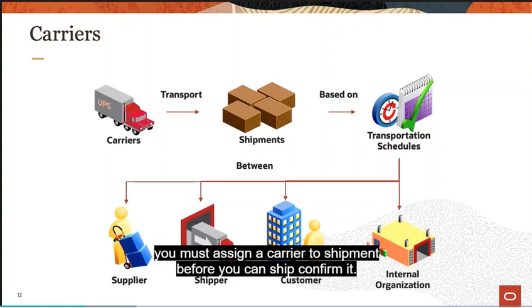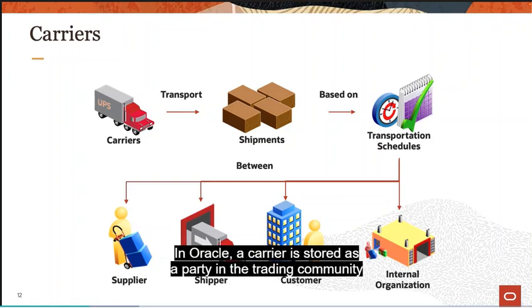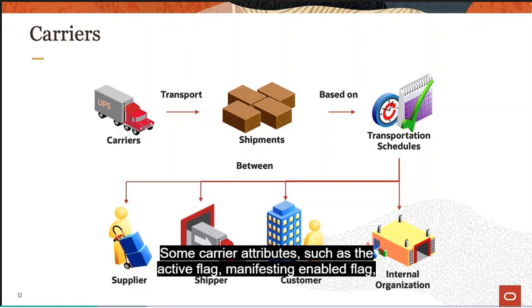ship confirm it. In Oracle, a carrier is stored as a party in the trading community architecture with transportation provider as the party usage. Some carrier attributes, such as the active flag, manifesting enabled flag, and any flex fields are stored in the WSH schema for the carrier entity.